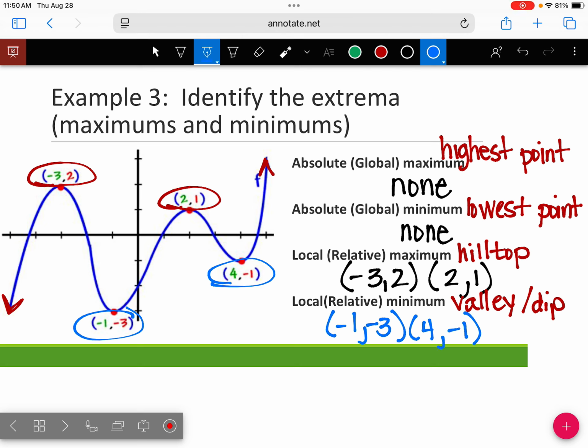Any questions about the definitions of each one of these terms? So it could say absolute max or it could say global max. It could say local max or it could say relative max. All right, so now let's look at the next graph.